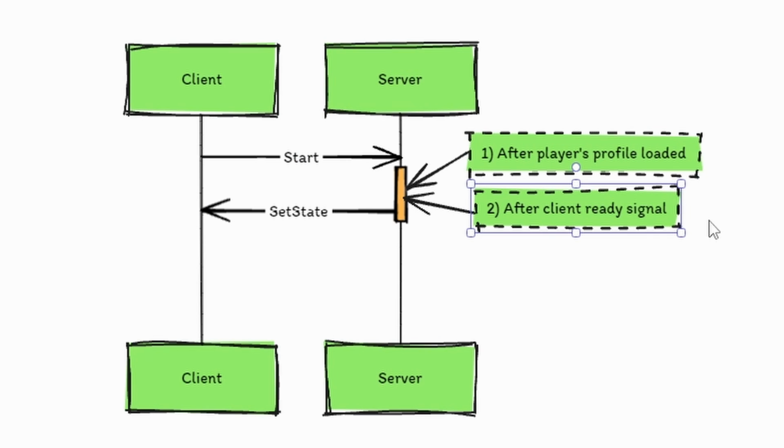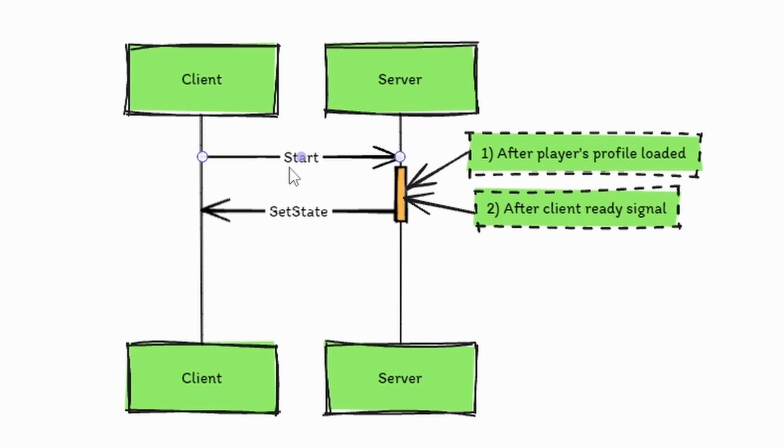And now the second scenario is after the client has actually fired off that they're ready to receive that information by firing off the start remote event. And now once the server fires the set state remote event off, it'll actually include the player's initial state in that remote event. So then the client will take that state and store it inside of the module script so that we're actually able to access that state on the client side.